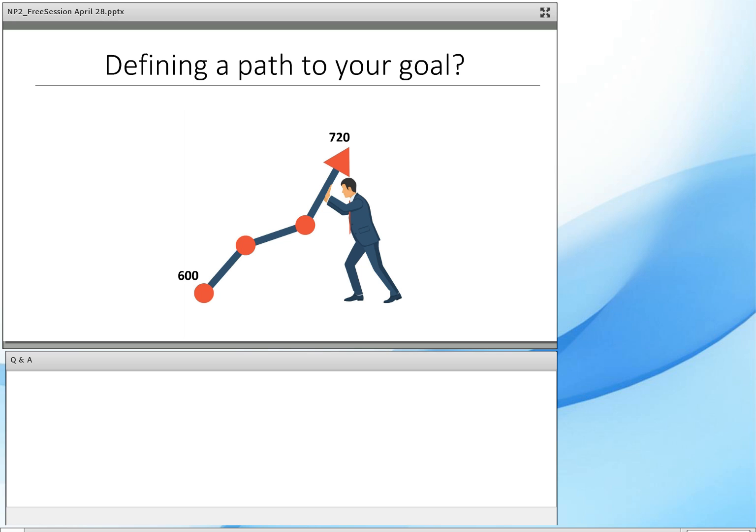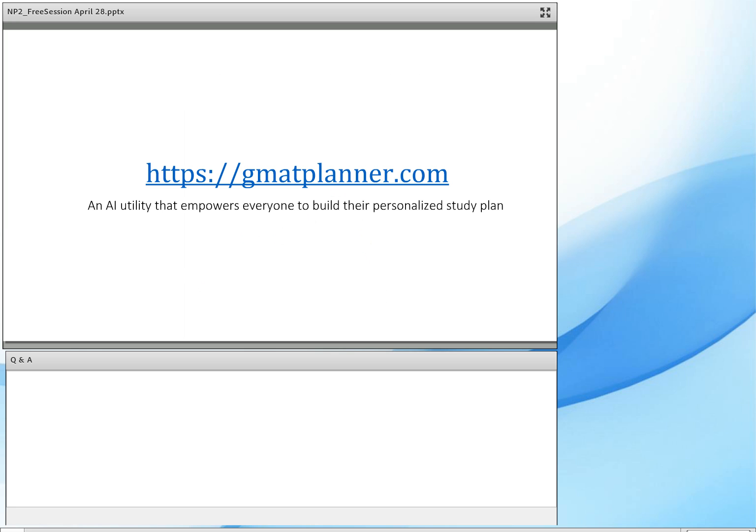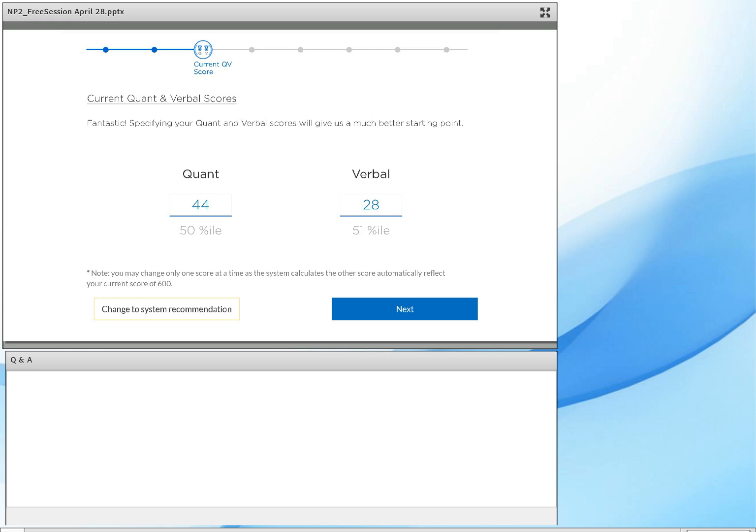Now, the first step in this is to create good customized study plans, and to enable everyone over here to do that, we built this utility called GMAT Planner. It's an artificial intelligence based utility that has 3 neural networks running in there, which empowers everyone to build their study plan. And how does it do that? It first takes your current scores into account. And if you don't have your current scores, we have diagnostics that will help you get those current scores.